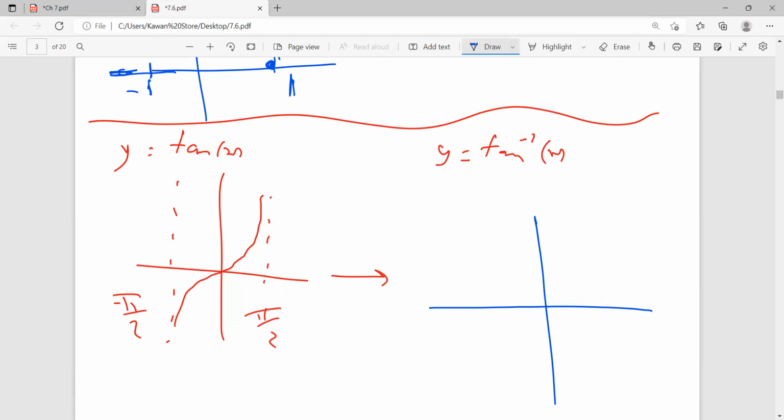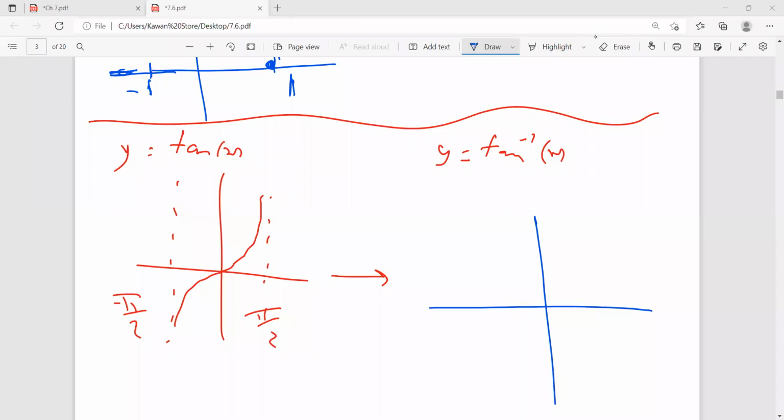Try to do it, please. Do not look at your lecture note. Look at here. As we mentioned, first of all, reverse the value. What do you mean by reverse the value?